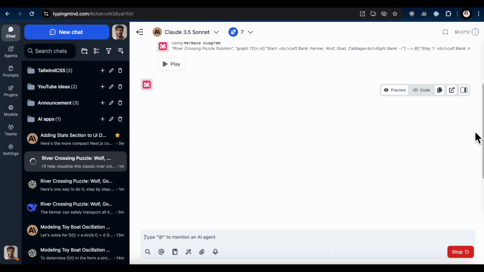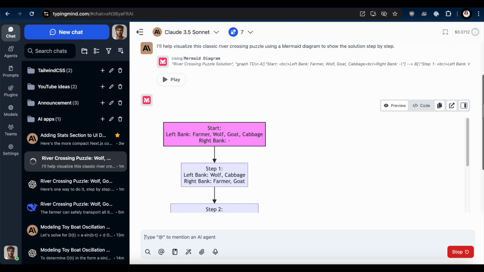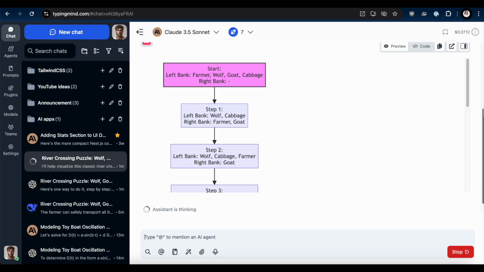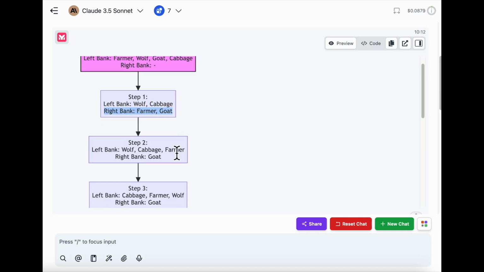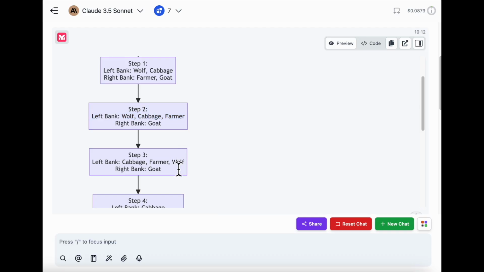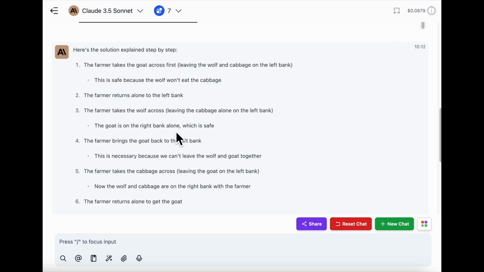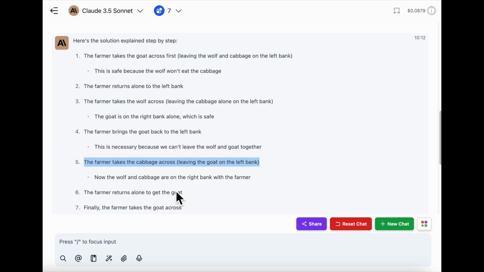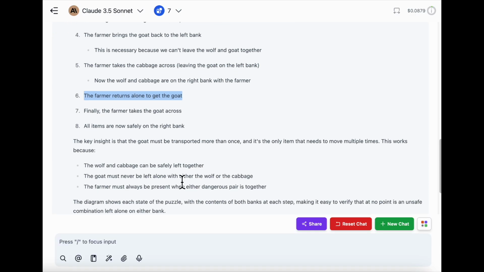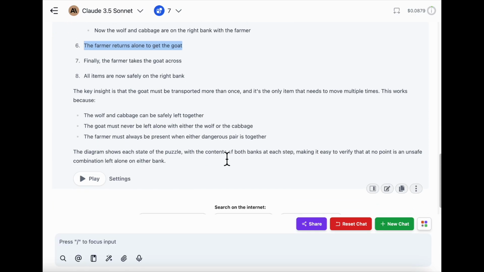As always, such a nice guy, it decided to use the Mermaid Diagram plugin to visually show me the answer. Step 1. Step 2. Step 3. Wait, something wrong with step 5. I mean, the right bank with the wolf and goat together is definitely wrong. Let's check its answer in text instead. Seems like the text explanation is more reliable. All right, still acceptable for Claude 3.5 Sonnet.